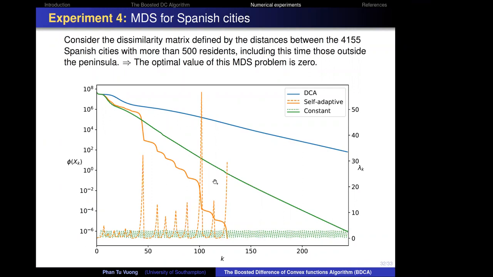I have a question, Vuong. Because any DC optimization problem can be expressed as the difference of two strongly convex functions, suppose you do not express it as a difference of two strongly convex functions by adding that norm square, what are the disadvantages you will have if you don't make it strongly convex?